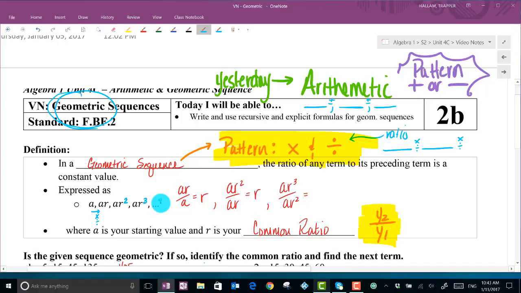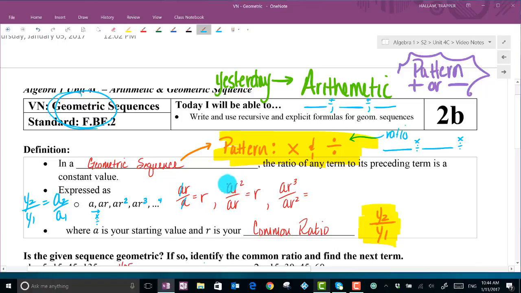If we wanted to find out what the ratio of this sequence was, then like we've done in the past, we took y2 and divided by y1 and found the common ratio. This time, because we're talking geometric sequences, we're going to say it's a2 divided by a1. So you take the term you're looking at and divide it by its preceding term, the term before it. If we take ar, the second term, and divide by the first term, the a's cancel out, leaving just an r.